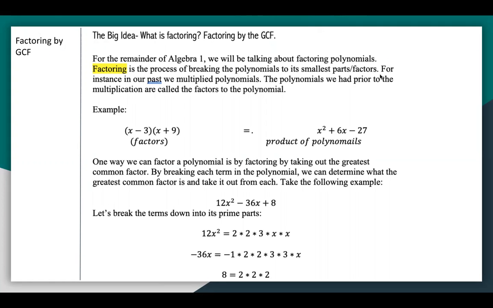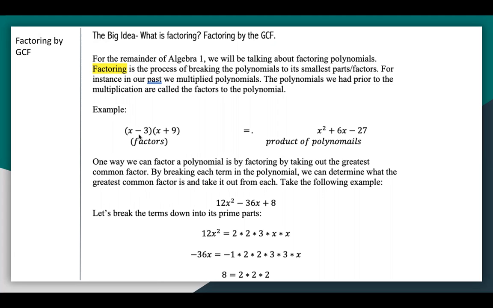Okay. And in the past, what we were doing is we were multiplying 2 polynomials together, and we got a final resulting polynomial. In this case that you see here, I have a binomial being multiplied by a binomial, which resulted in a trinomial. But these polynomials prior to being multiplied were what we called that polynomial's factors.